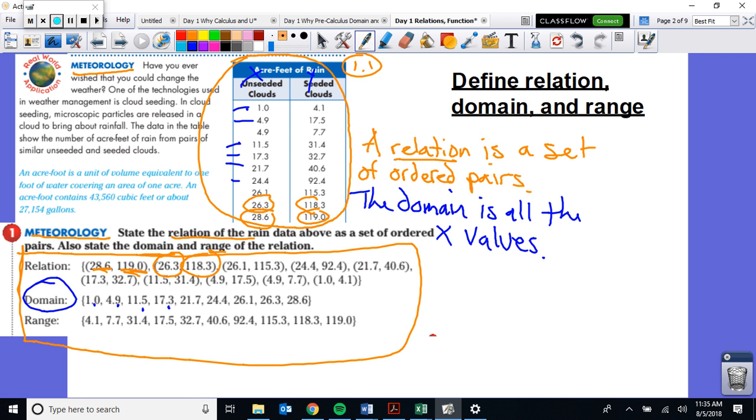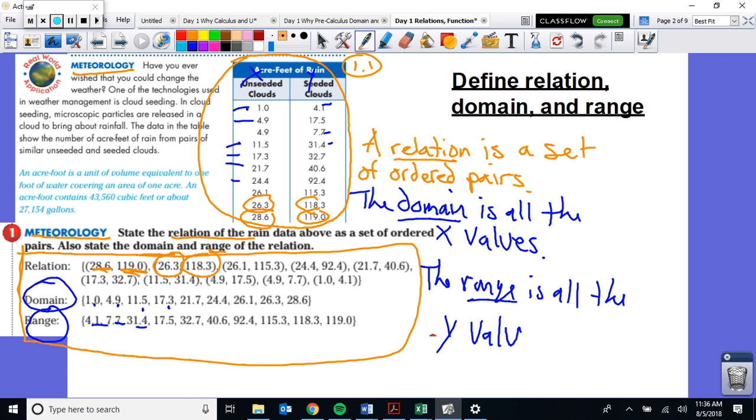And so I think I know what the range is now. 4.1, 7.7, 31.9. Oh, they have it in least to greatest order. I don't think the order matters, but we got it. So that's all the y values. The range is all the y values of a relation. Okay?